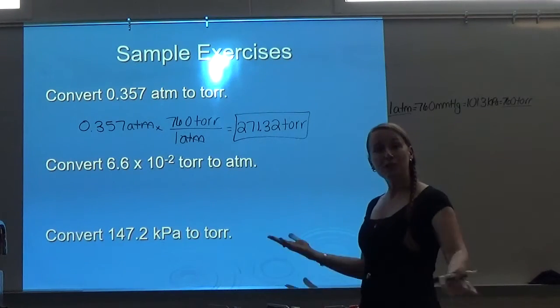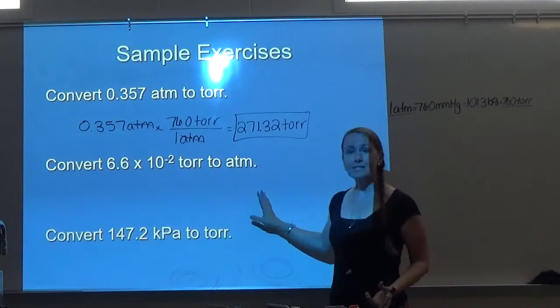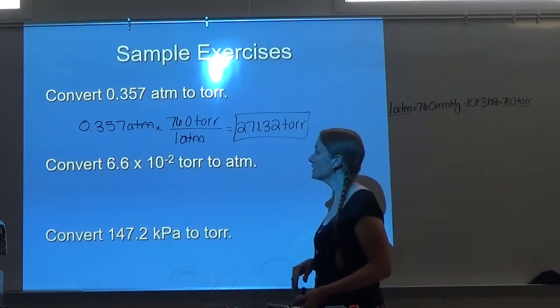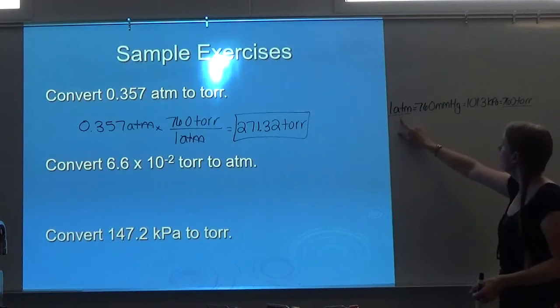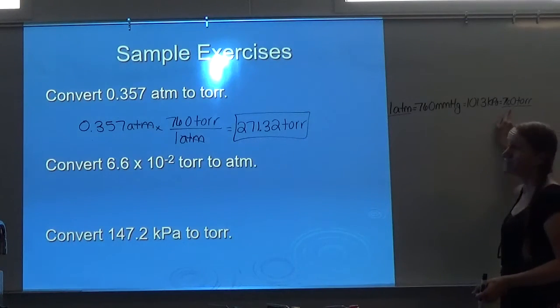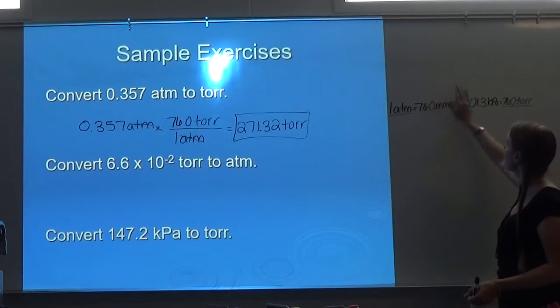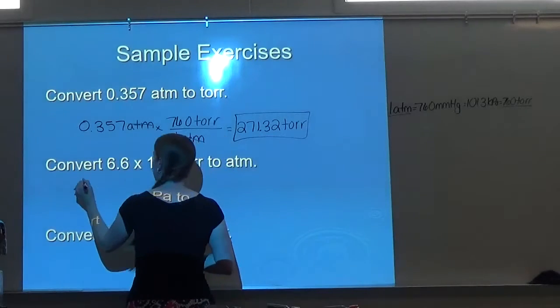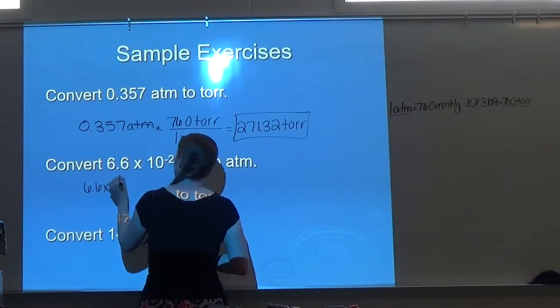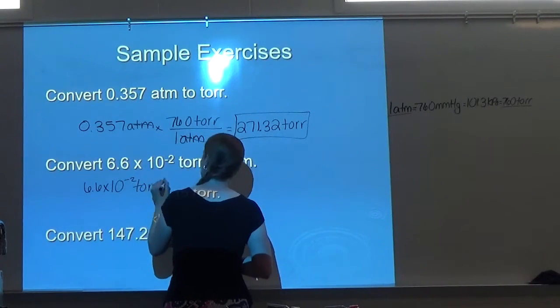Alright, so if you feel comfortable, try the next one. Otherwise, try the last one. Alright, so let's look at this one. So we're going from torr to atm. So I can see that 1 atm, again, equals 760 torr. So I don't need the millimeters of mercury or the kilopascals. So I start with what I know. I have 6.6 times 10 to the negative 2 torr.